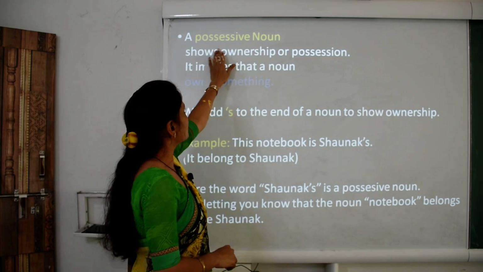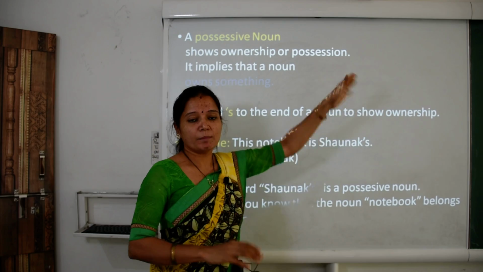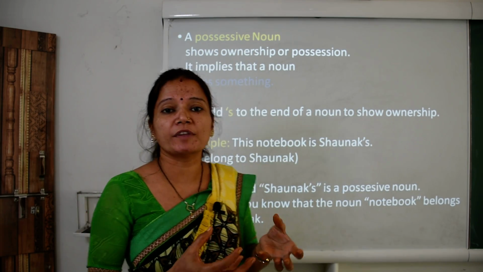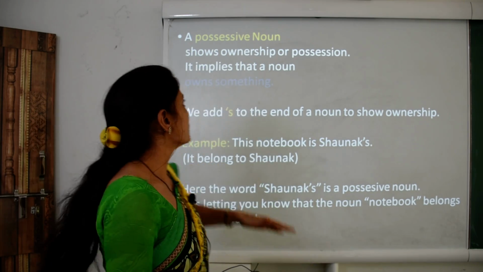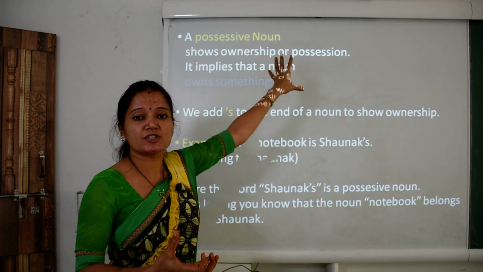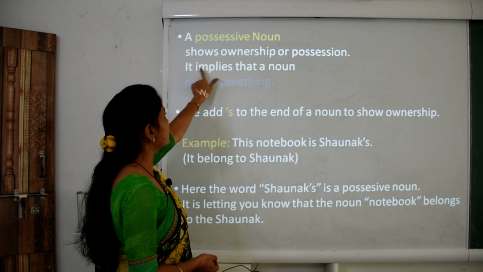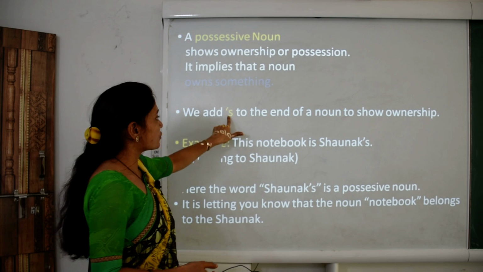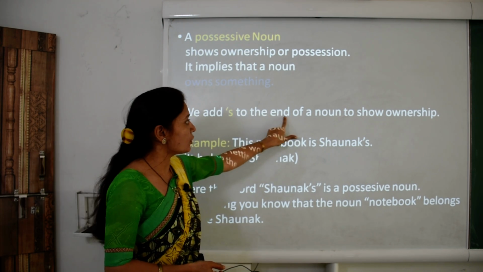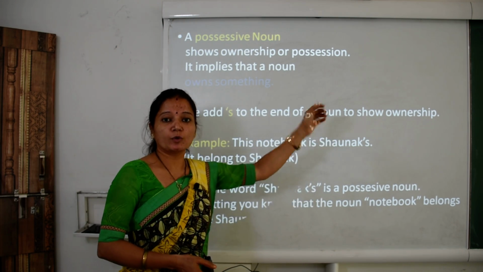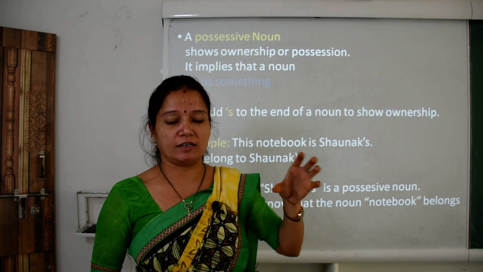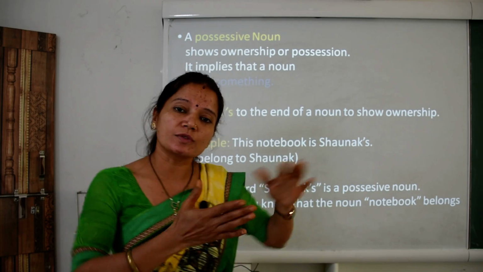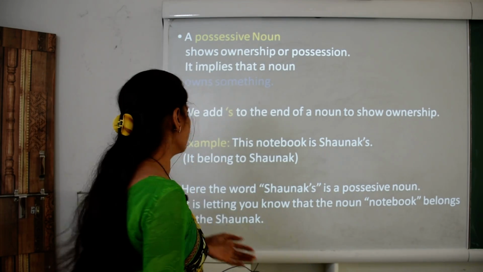Okay, so what are possessive nouns? A possessive noun shows ownership or possession, means that the owner of that book is Ronak's. Okay, that the owner of that pen is Riya. So the possession, what shows? Possession shows ownership. It implies that a noun owns something. We add apostrophe s to the end of a noun to show ownership. Rohan's book. So what we did here, we add apostrophe s with it to show the possession. So that is called possessive nouns.